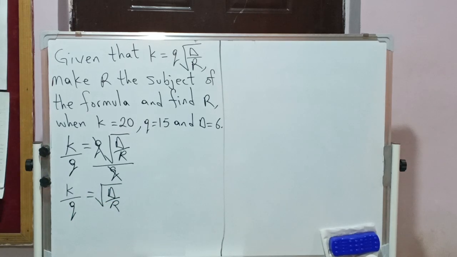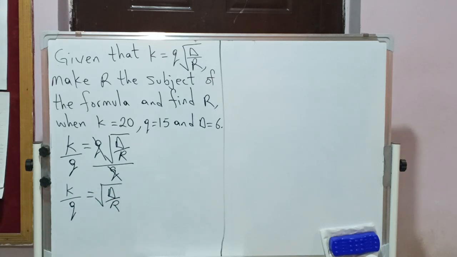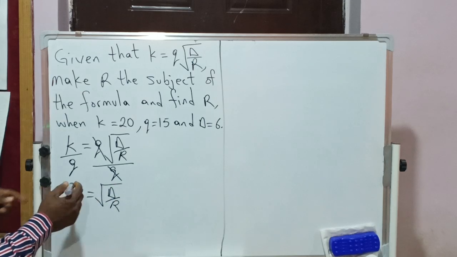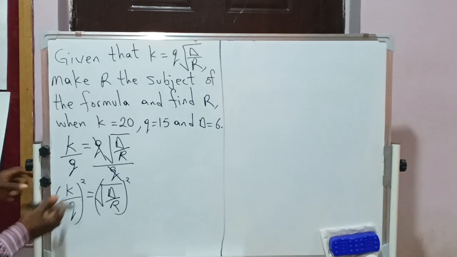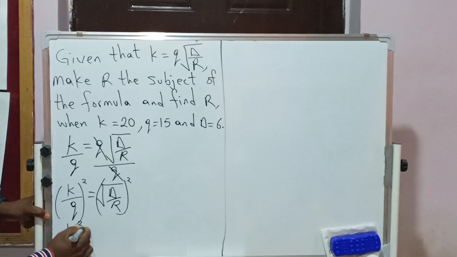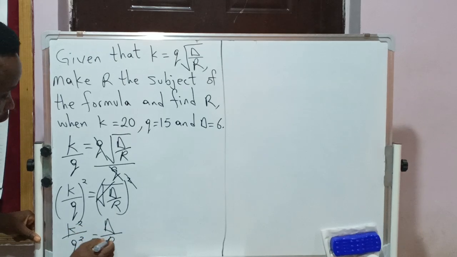Now, what is the next step that we need to take from where letter r is? The next step is, how will I remove this square root? And to remove a square root, all you need to do is find the square of that particular square root. You will definitely eliminate the square root. So by doing that, all I need to do now is to square both sides. I'm going to square here like this. I'm also going to square here like this. So this will now be k squared over q squared is equal to, we cancel the square root, I'm left with d over r.